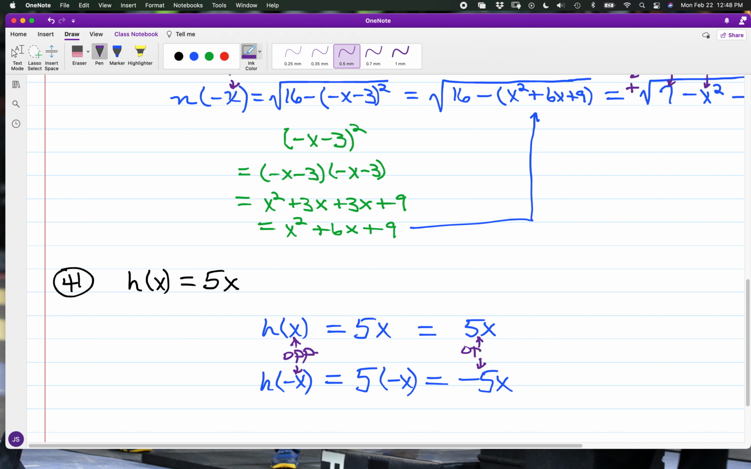Okay, and so if the opposite sign inputs lead to opposite sign outputs unanimously, okay, this means that our function is going to be one that is odd.